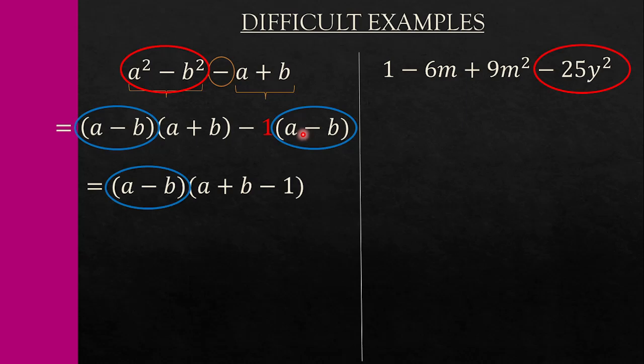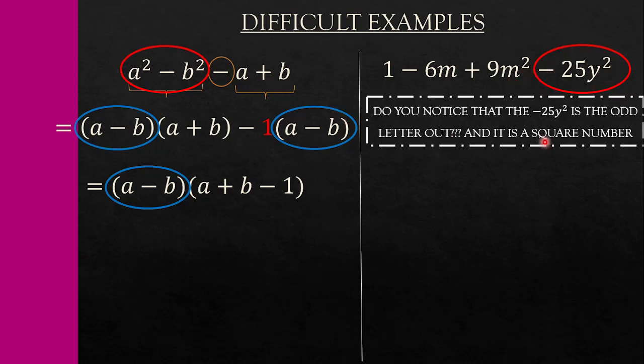So what I'm noticing is I've got this minus 25y. None of the letters are the same. See, I've got an m squared, and then this random y. So did you notice that the negative 25y squared is the odd letter out, so it's got a y, and it is a square number? So those are the things that you should be looking for. They should be points literally screaming at you. Okay, so let's look at what we're going to do.